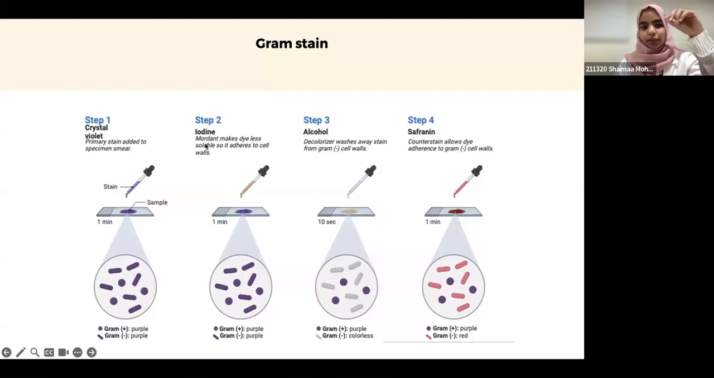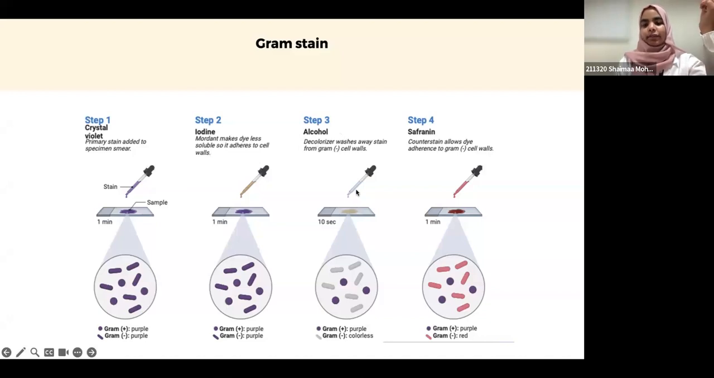But then you're going to put iodine, for 1 minute, and then you rinse off. What iodine does is that it's going to fixate the crystal violet to the cell wall. So if something has a very thick layer of cell wall, for example gram positive, it's going to be more fixated than something like gram negative, which has a very thin cell wall, okay? So first, crystal violet stains everything. Iodine fixates it into the cell wall by making the crystal violet less soluble.